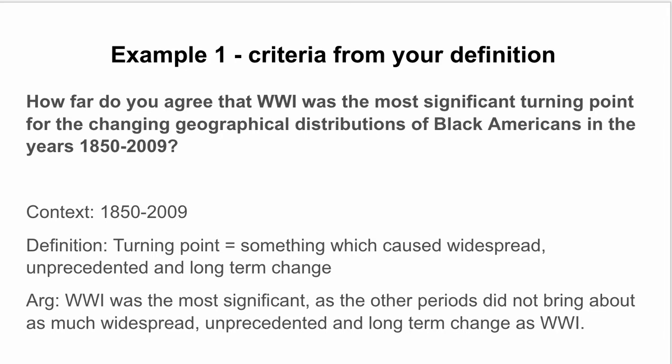And then, for example, if we go into a paragraph on this, and you're talking about the Great Migration as an example in your World War I paragraph, you'd say the Great Migration led to an unprecedented amount of migration. Millions of Black Americans moved from the South to the North. So that is using your criteria to back up your argument. So I hope that makes sense there. We've defined the key term in the question, and that's created criteria.